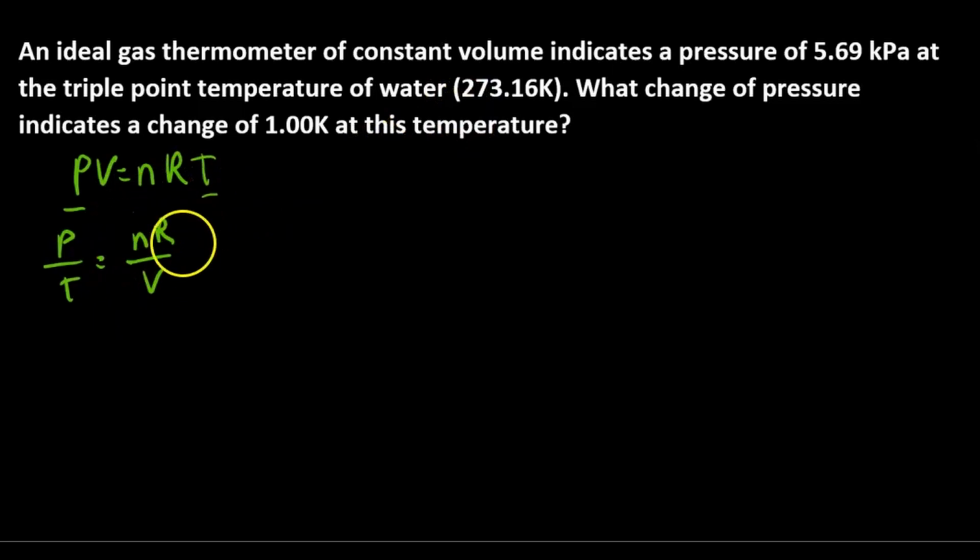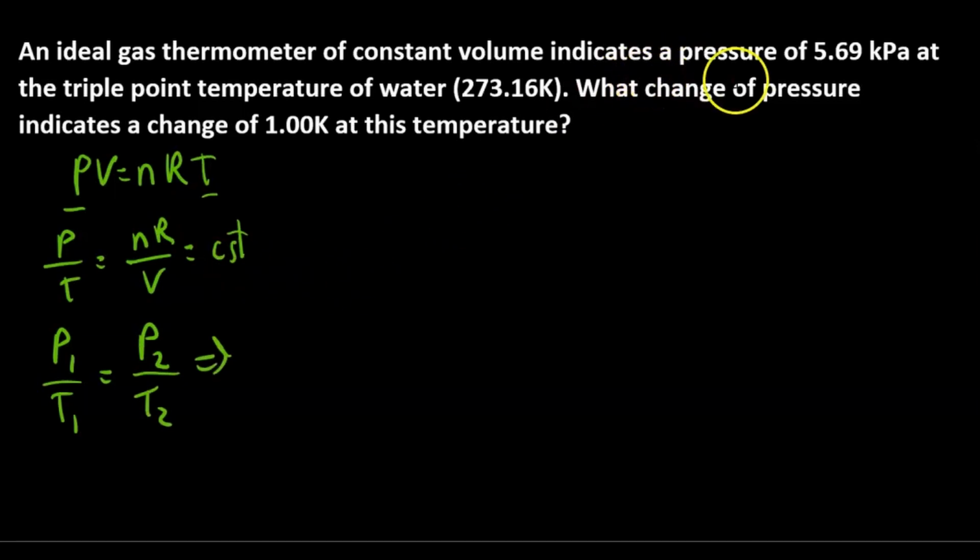And we see that this right-hand side is comprised of all constants, so that's equal to a constant. That means no matter how we change pressure and temperature, they have to equal the same constant. So we can say that the initial pressure over the initial temperature is equal to the final pressure divided by the final temperature. There. And we'll just plug in some values here.